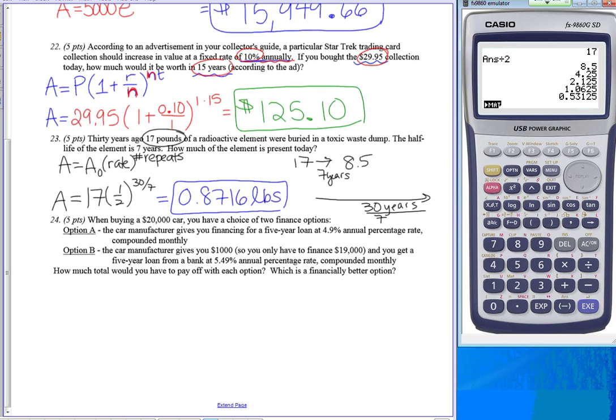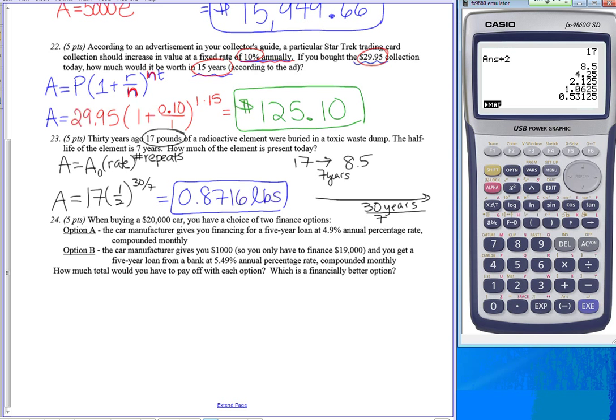All right, number 24. When buying a $20,000 car, you have a choice of two finance options. Option A, the car manufacturer gives you financing for a 5-year loan at 4.9% APR, compounded monthly. Option B is the car manufacturer gives you $1,000, like a rebate. So you're only going to have to finance $19,000, and then you're going to go to your bank and get a 5-year loan at 5.49% APR, also compounded monthly. So how much total would you have to pay off with each option, and which financially is better?